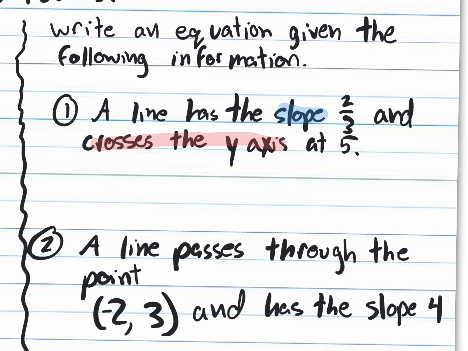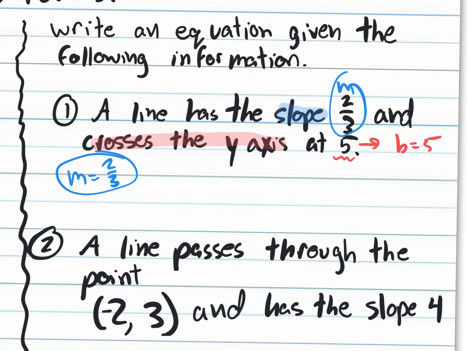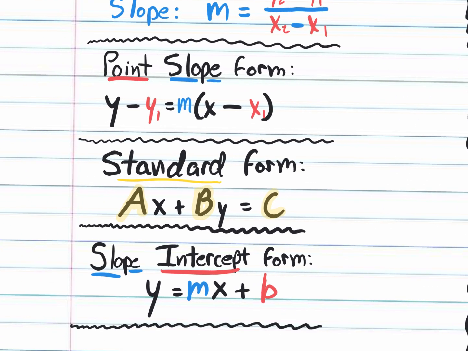So what does that really mean? They're giving us the y-intercept, right? So technically they're giving us an m value. So m equals 2/3. They're giving us a slope and they're giving us a b value, b equals 5, the y-intercept. So if they give you a slope and a y-intercept, what form do you think out of these forms over here is the best one to use? Slope-intercept form. Do you guys see that?